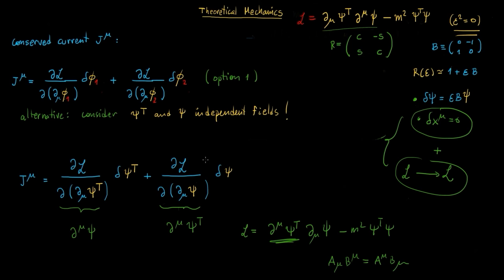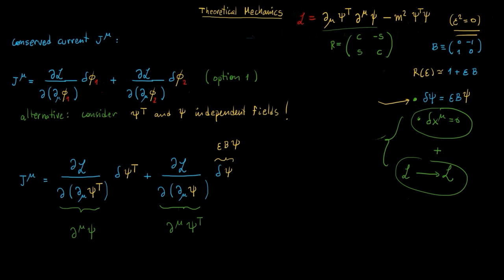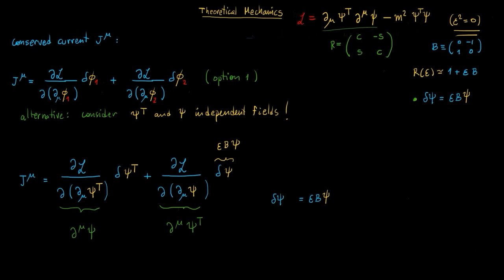This allows us to calculate easily the derivative. On the other hand, the variation of the field, as we have seen before, is epsilon B times psi. Now we calculate the transposition of that variation, and this is the variation of the transposed field equals epsilon psi transposed times B transposed. So this variation is epsilon psi B transposed.